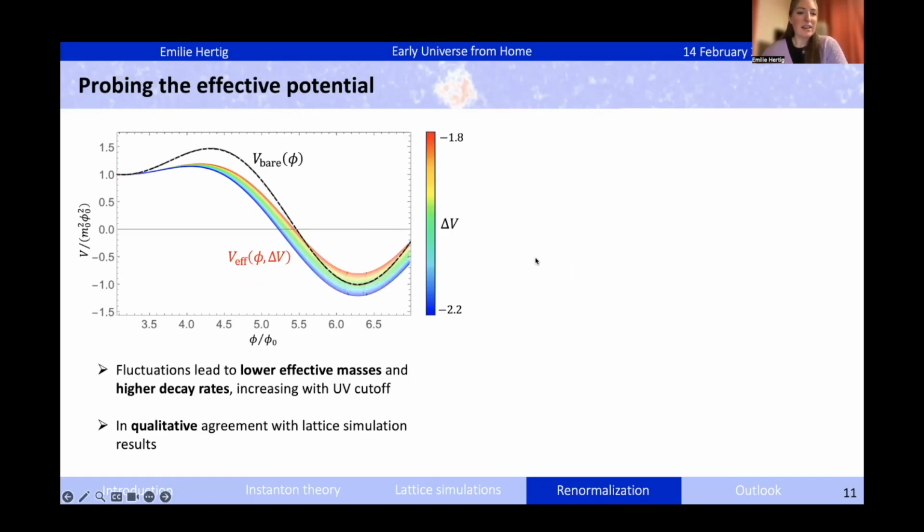Now, interestingly, this mass renormalization scheme is in qualitative agreement with what we observed in the lattice simulations, because as you can see, it leads to a lower curvature, so a lower effective mass in both the false and the true vacuum, which means that the decay rate will become higher because effectively this potential barrier between the two vacua is lower, so that leads to higher decay rates. And if we increase the UV cutoff, we take into account more fluctuations, so this effect becomes more pronounced and the decay rate increases. So the agreement is qualitative for now, and to make it fully quantitative, we need to be able to constrain the shape of the potential more accurately. And that is the ongoing project that I'm involved in.